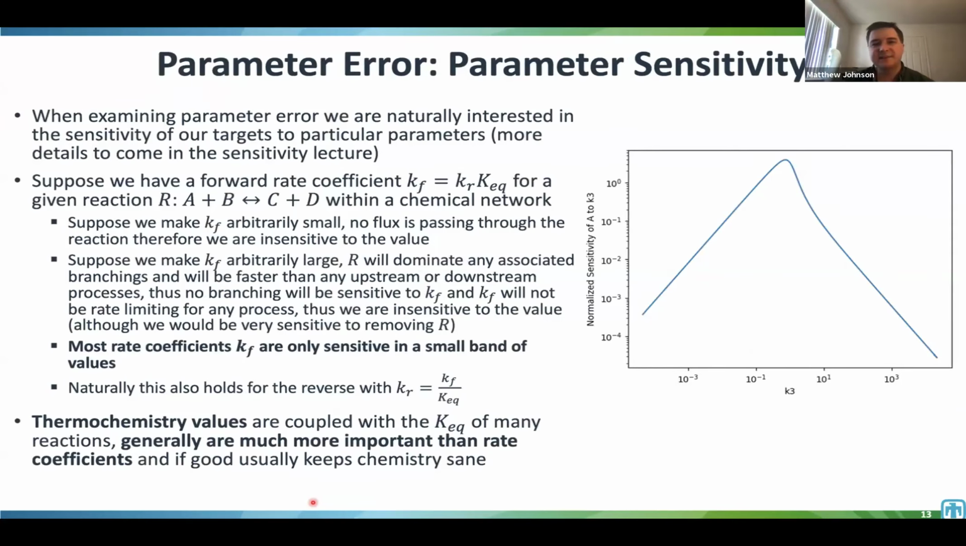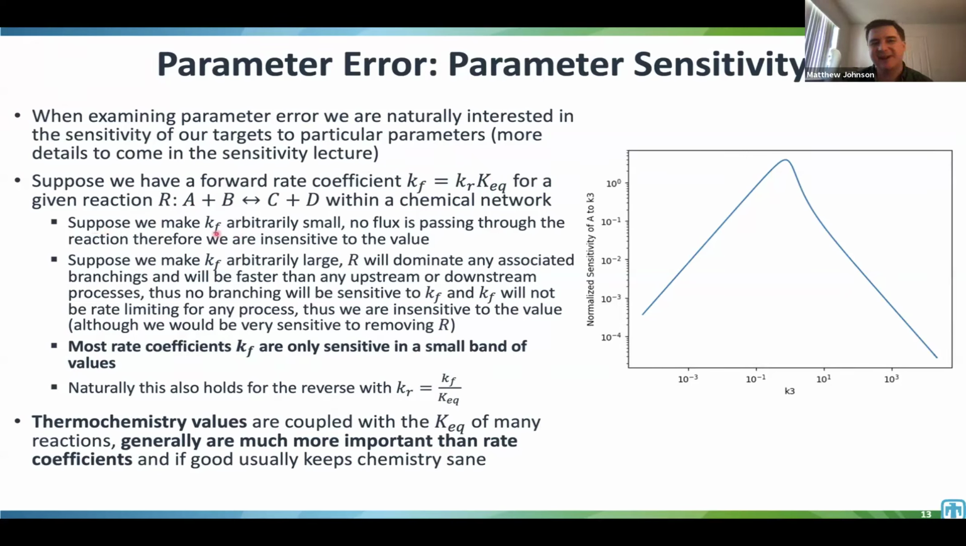So next we're going to talk a little bit about parameter error. And it's difficult to talk about parameter error without thinking about parameter sensitivity. You'll hear a little bit more about this in the sensitivity lecture. So suppose we have some forward rate coefficient kf for some given reaction within our chemical network.